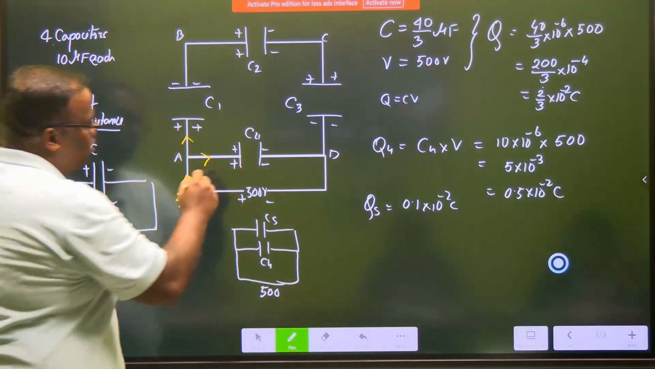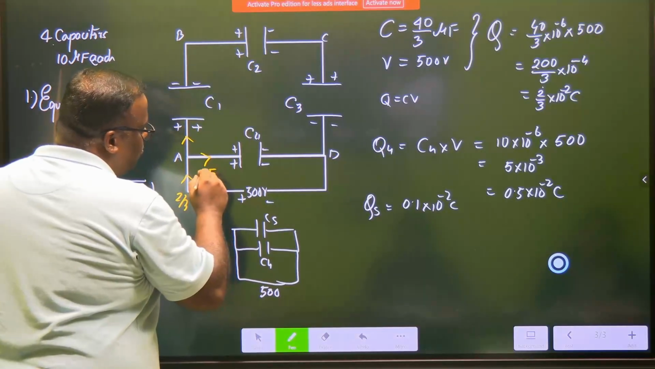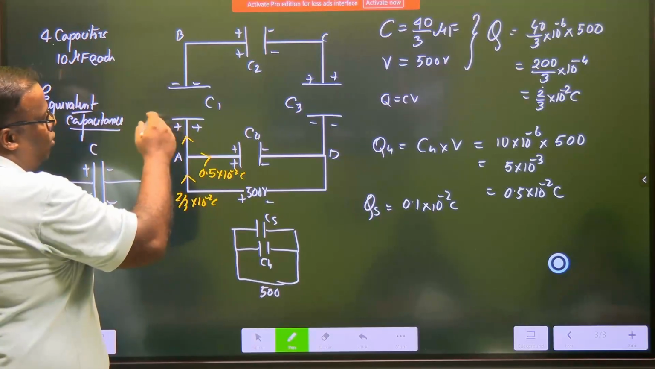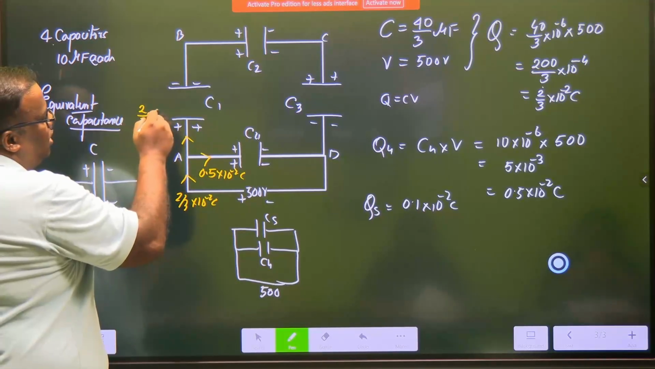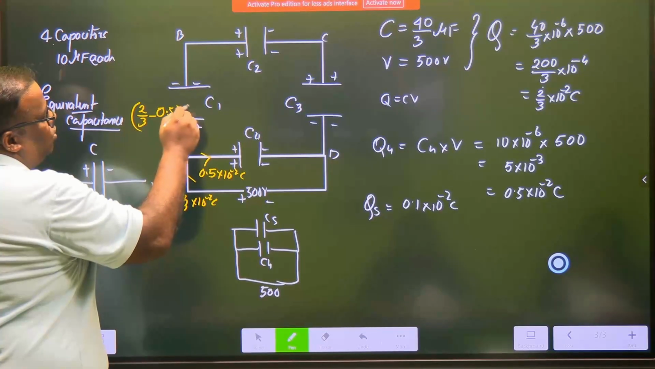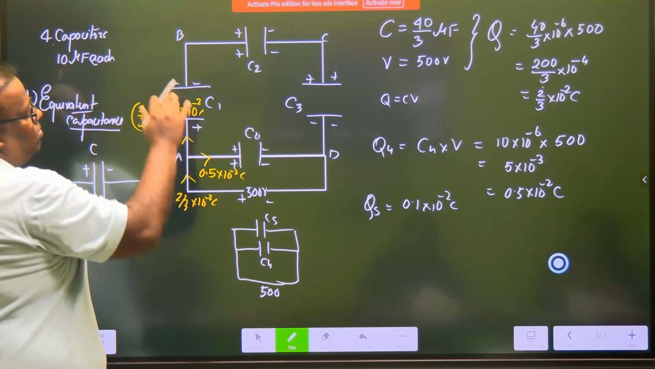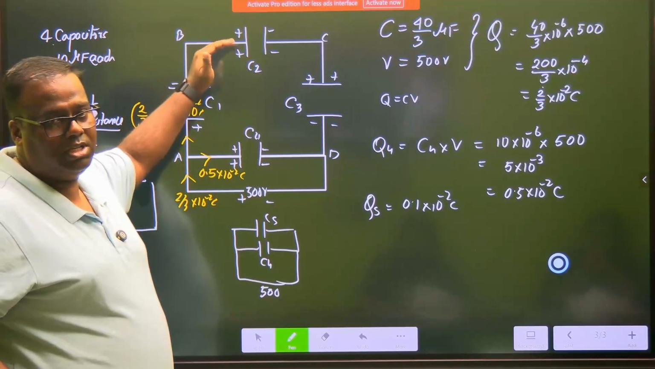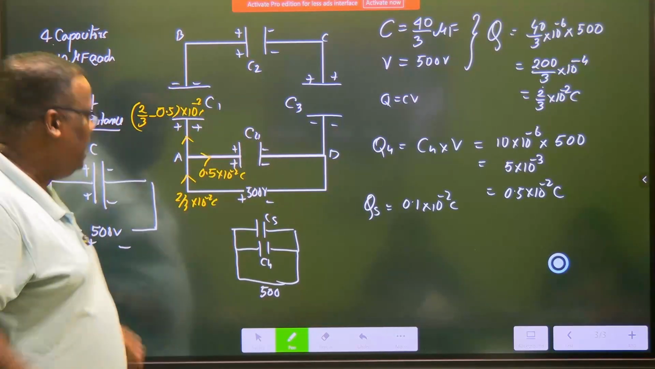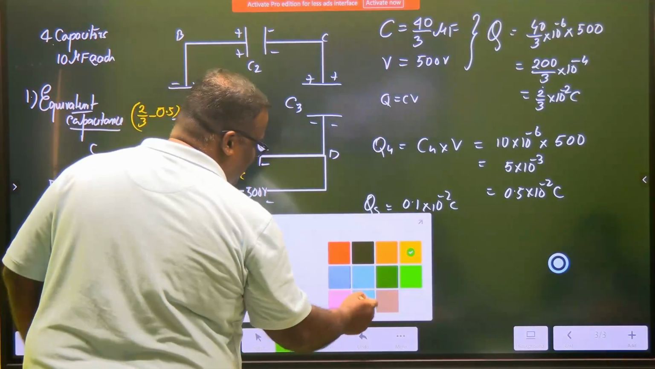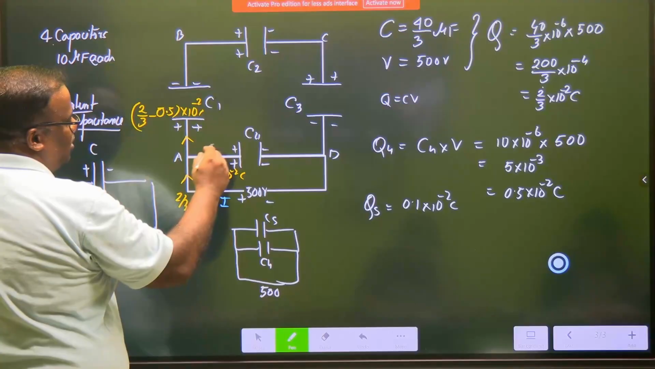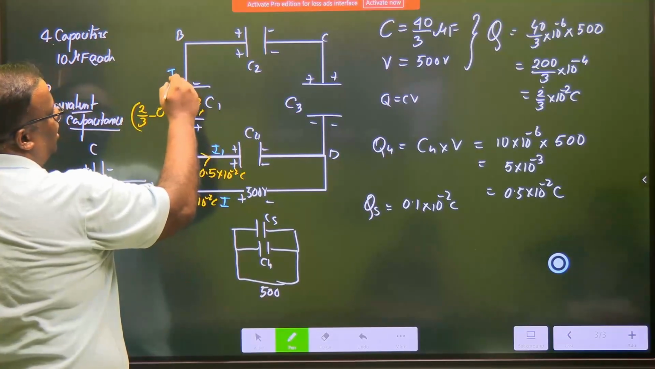On this track, how much charge went? 0.5 into 10 to the power minus 2 coulomb. So on this track, how much went? 2 by 3 minus 0.5 into 10 to the power minus 2 coulomb. Is there any more bifurcation? Is there any leakage chance? No, the same charge is flowing out here. In short, if you apply grade 10's concept, a current I went from here and split up into I1 and I2. That's it.